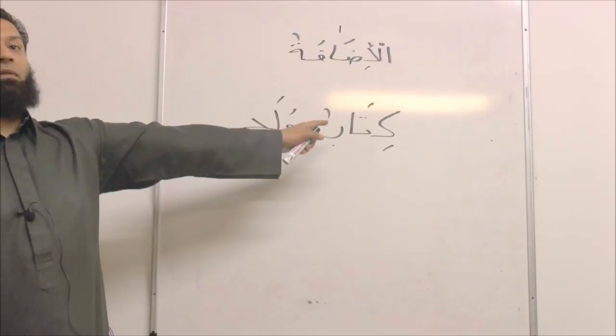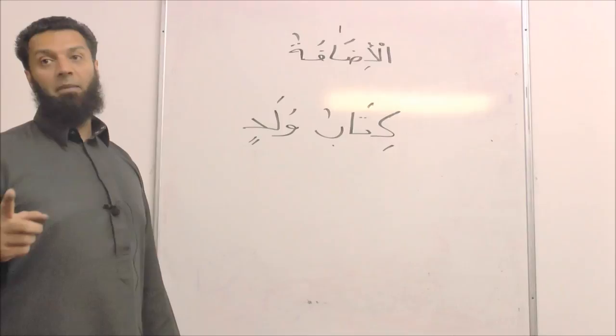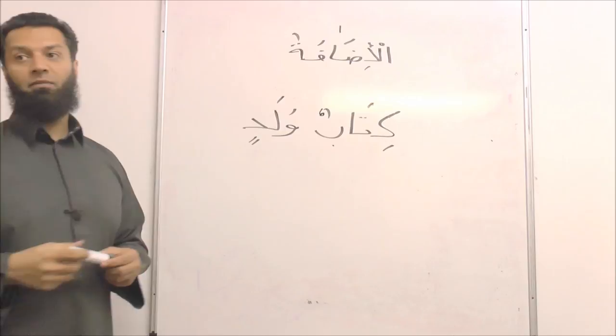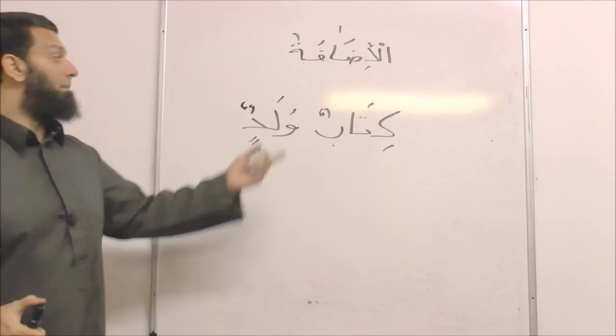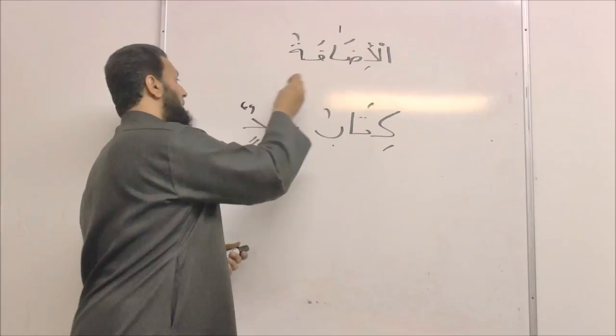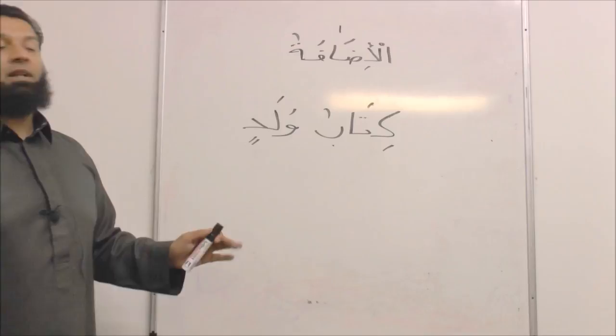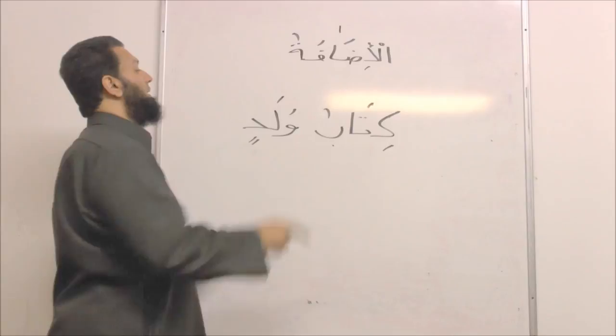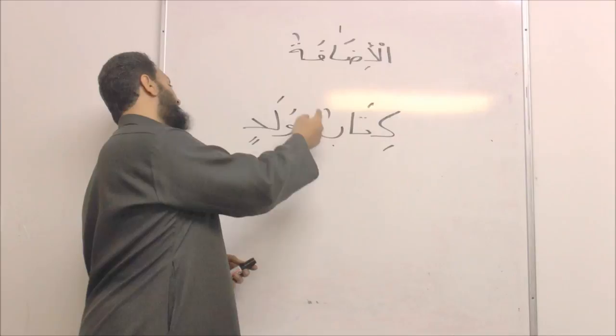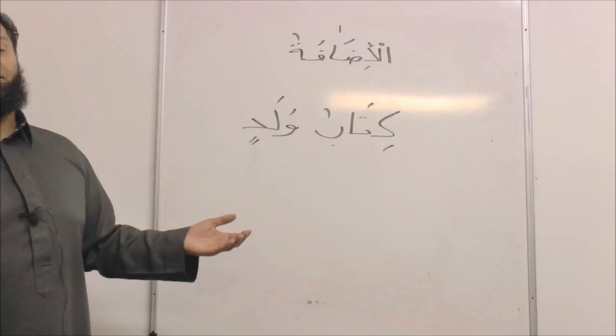But what's strange about kitabu? It's meant to be tanween marfu'un. It's supposed to be kitabun, just as that is supposed to be waladun. But it's not, is it? I wrote it kitabu, and I wrote that waladin. So either I've made a mistake, or it's supposed to be like that, and I didn't make a mistake. So now that's strange, isn't it? We should be curious as to why it's like that.